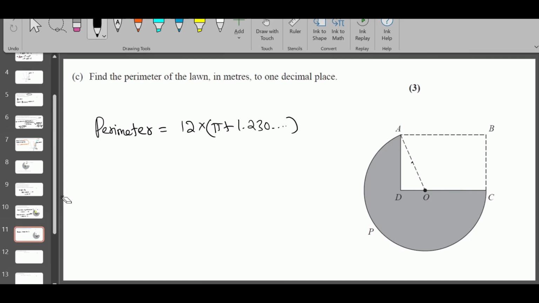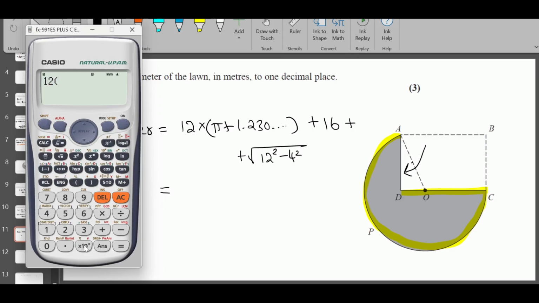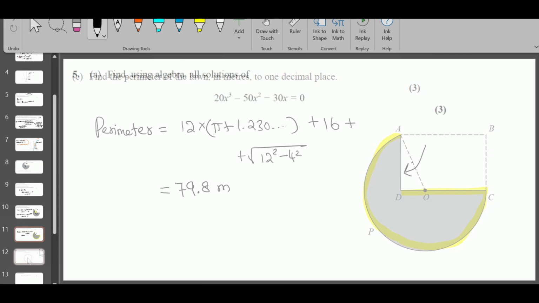So we got the arc length. And then this is 16 plus 16 plus this length, which is square root of 12 square minus 4 square using Pythagoras theorem. So 12 times pi plus, I stored the value as A, plus 16 plus square root of 12 square minus 4 square. We want the answer to one decimal place, 79.8 meter. That's all.